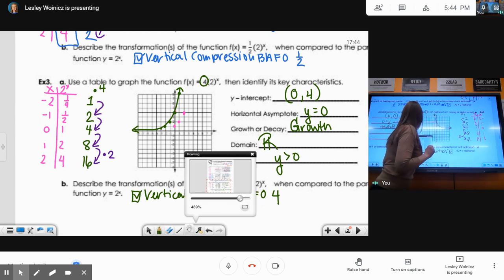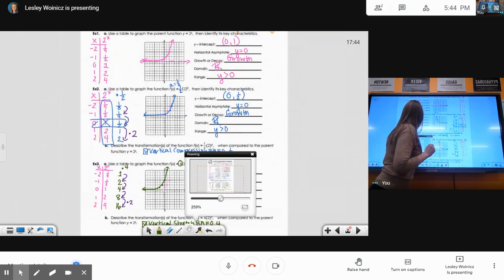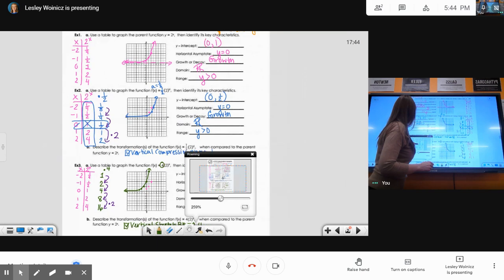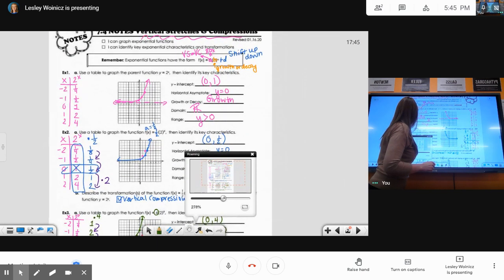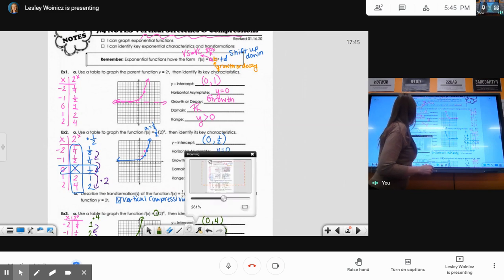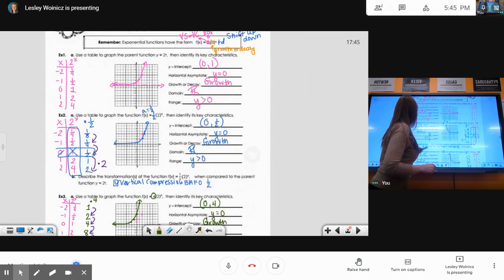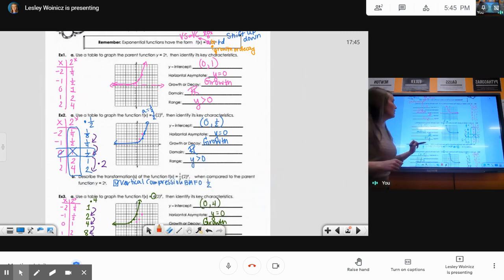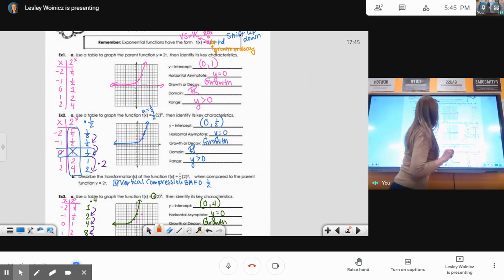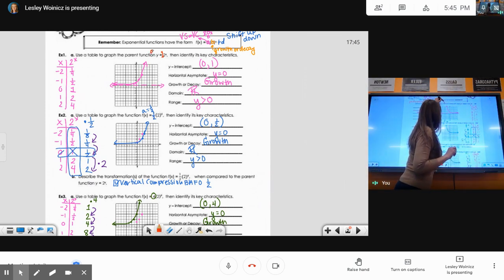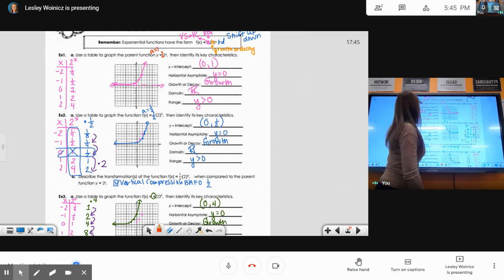So let's look at all of these together. This is our big brain moment. Okay, so this is what I need you to take away from today. When we had the parent only, in example 1, its a value was 1. Our a was 1. Look at the y-intercept. 0, 1. Okay. Look at our a value on example 2. My a value was 1/2.